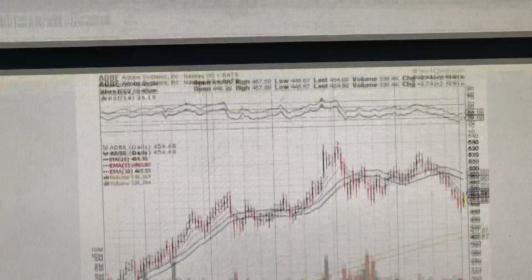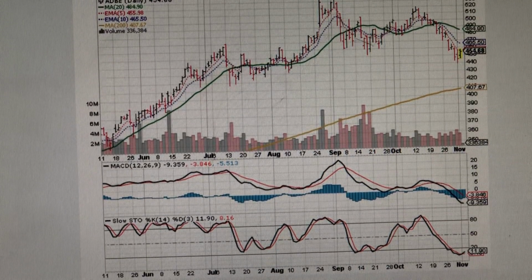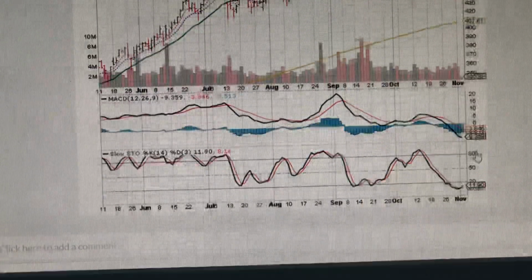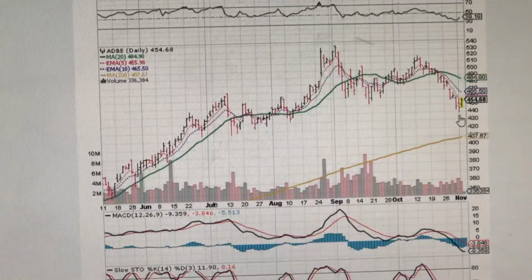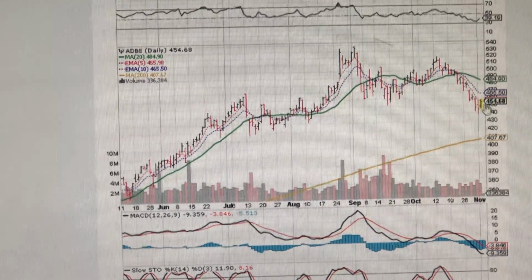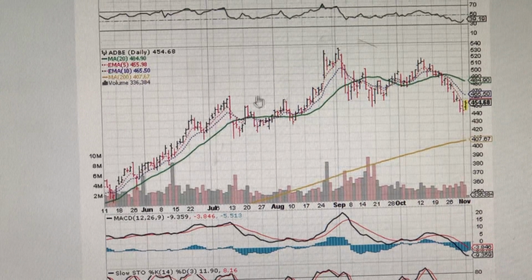Some of these I'm in, some of these I'm not. Adobe setting up. So look, if we came to Adobe, what are we looking at? Do we got any support? We got a level of support there. We got 3 bars. Where's the MACD? It's starting to tick. Everything's starting to turn. You could nibble, and where would your target be? 520.